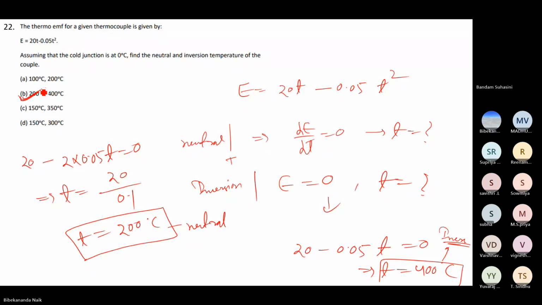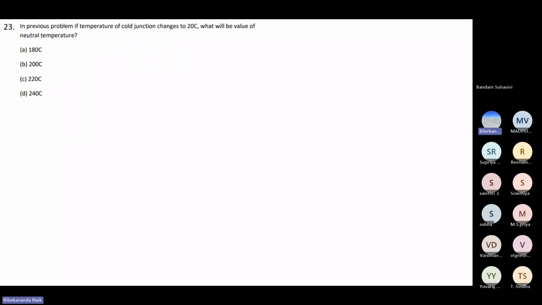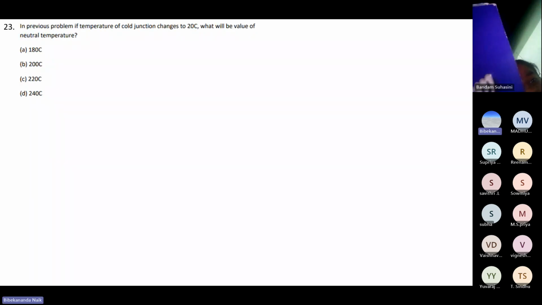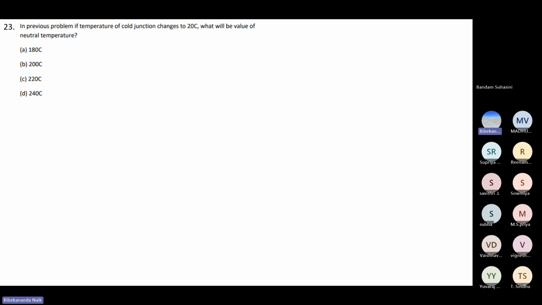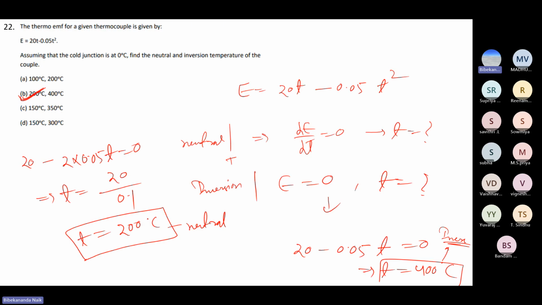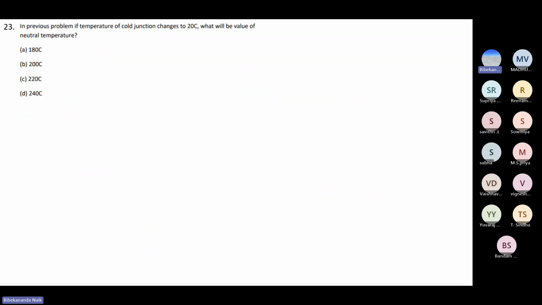Then the last question of today's session. In the previous problem, if the temperature of the cold junction changes to 20 degrees Celsius, then what will be the value of neutral temperature? In the previous question, the cold junction was at 0 degrees Celsius. The question says if the temperature of the cold junction changes to 20 degrees Celsius, then what will be the value of neutral temperature?